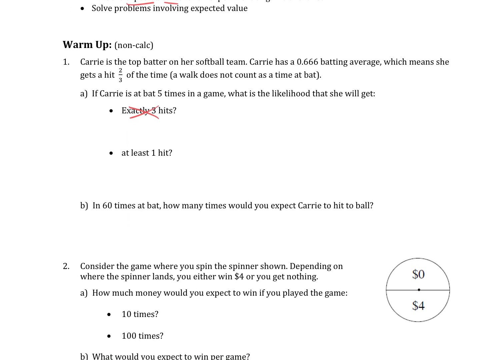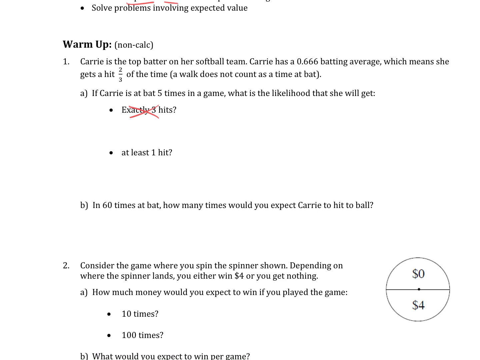So we did an at least one here not too long ago in class. It was about the multiple choice answers, and you were counting like what's the probability that if you guess on all the multiple choice questions, what's the probability you get at least one. And there was a trick for at least one. The trick for at least one is, well, because you could get 0 or 1 or 2 or 3 or 4 or 5 hits out of those 5 at bats.